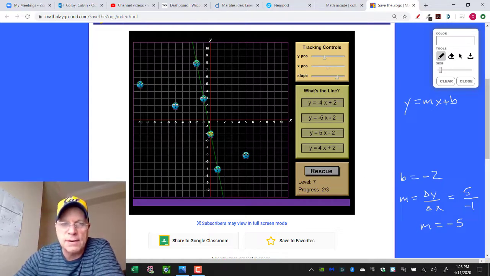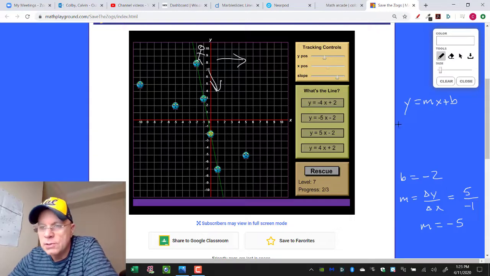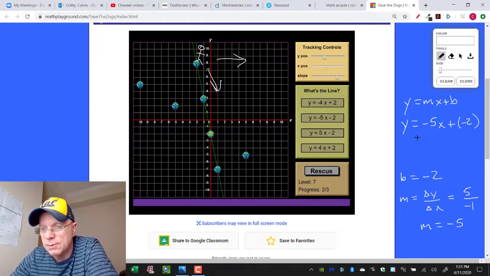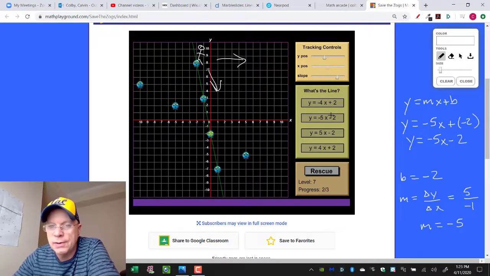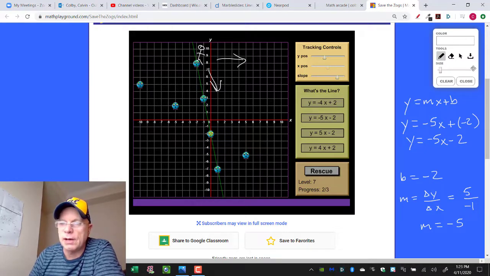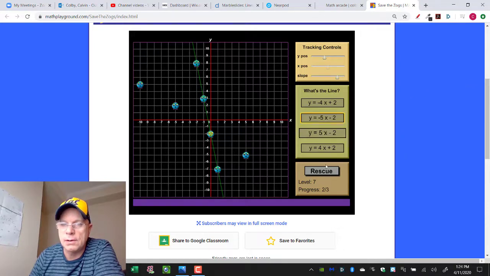And that makes sense because if I was walking on this line from left to right, I would be going downhill. That's a negative slope. So when I substitute these values, m is negative 5, so negative 5x, b is negative 2, plus negative 2, but like we talked about before, that's the same as minus 2, negative 5x minus 2, which is the second one right here. I have to clear this off to click on it. Negative slope, negative y-intercept, everything looks good.